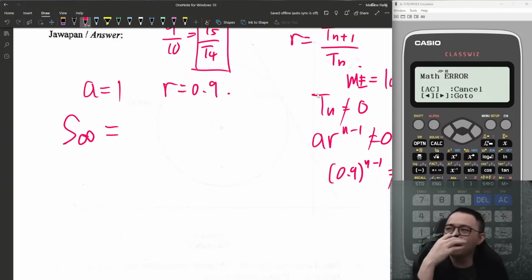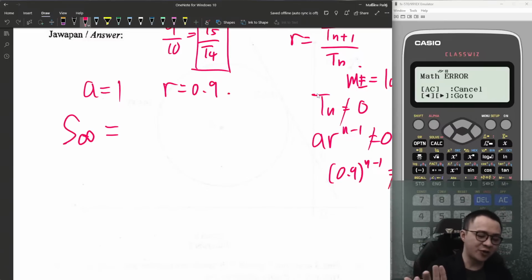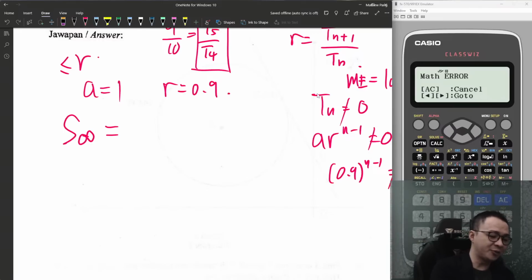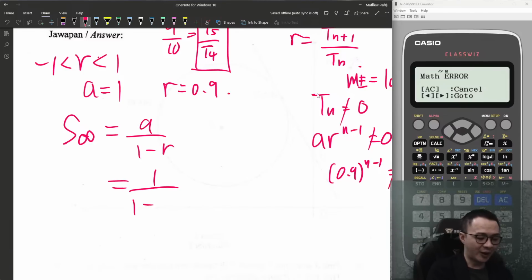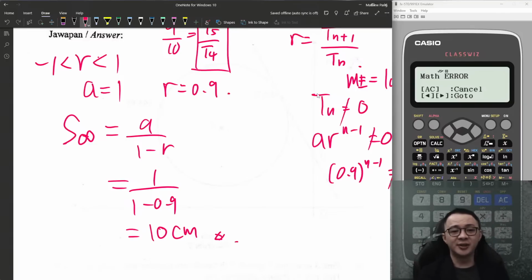Because some students will think stop actually means the wavelength doesn't exist, right? So is it possible to find Tn equals 0? If you try to do that, you will get stuck because there's no way to solve it. So in this case, remember that when your r is between -1 and 1, and you want to find Sn, you always find the sum to infinity. This is A over 1 minus r. So it's 10 centimeter. Okay, so this is how we find all the wavelengths and add them up together, and you will get 10 centimeter.